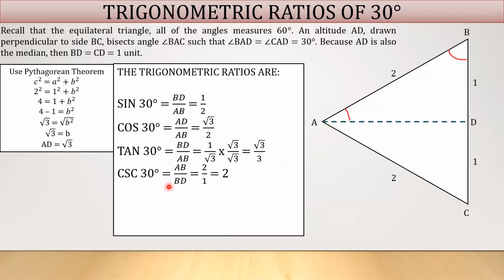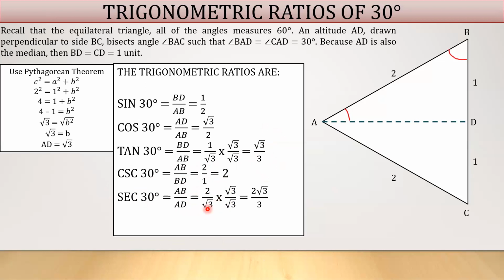For cosecant 30, we have AB over BD. So substitute natin yung given, we have 2 over 1 or simply 2. For secant 30, we have AB over AD. Pag sinubstitute natin, that would be 2 over the square root of 3.